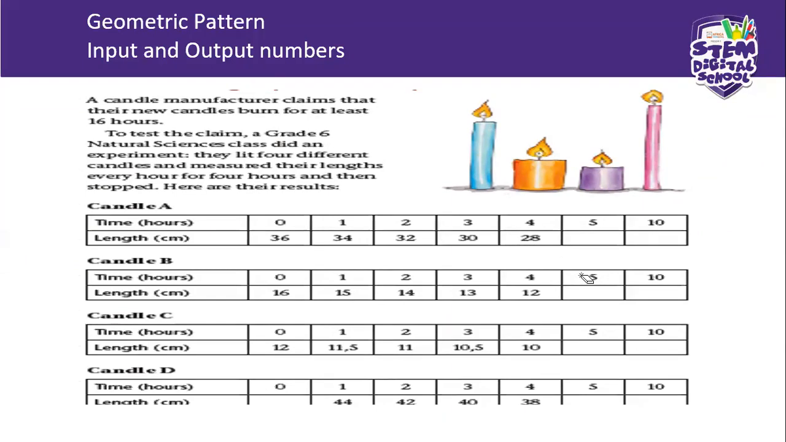As we go along, that is what happened: each time it kept on losing 2 here, 1 here, a half here, and 2 here as we went along.